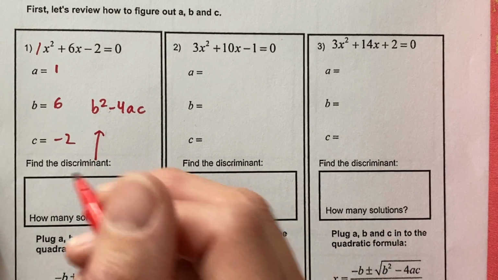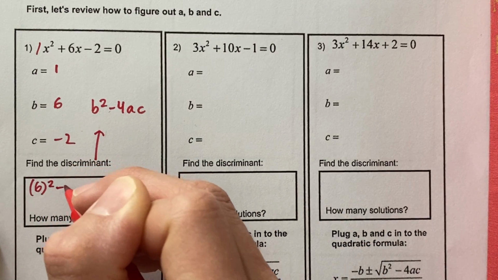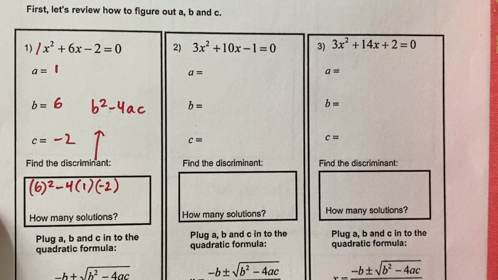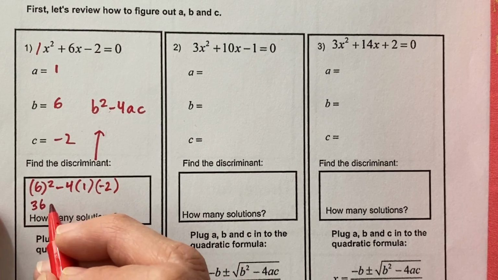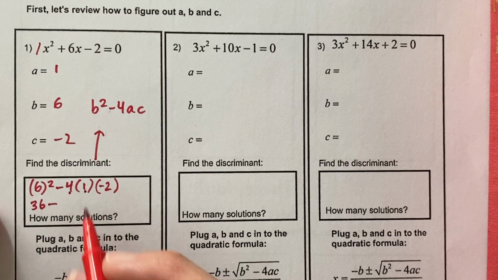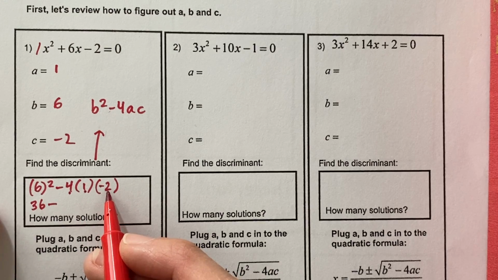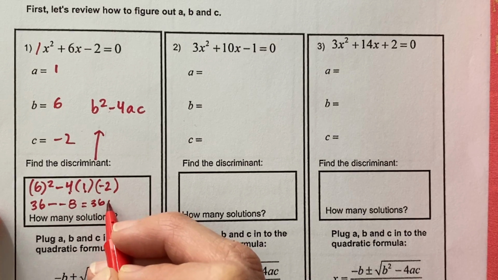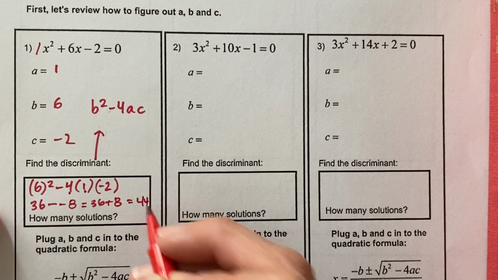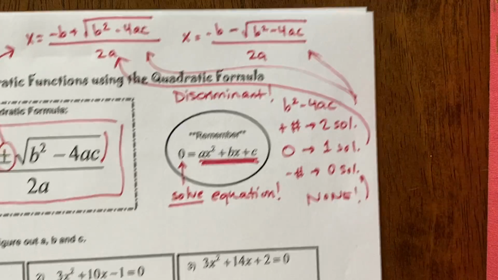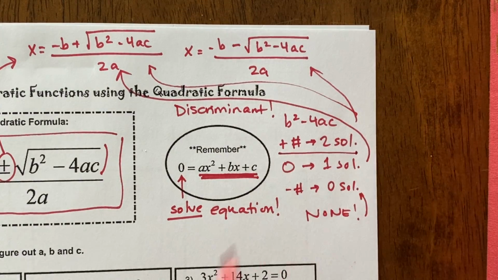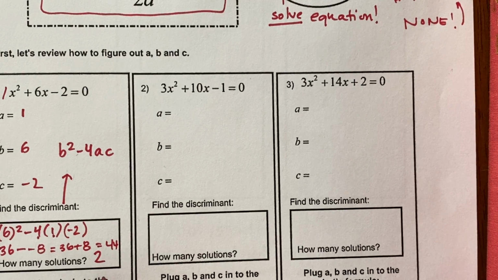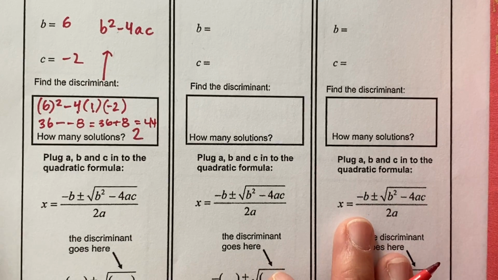So b squared, 6 squared, minus 4 times a, which is 1, times c, which is negative 2. 6 squared is 36. 4 times 1 is 4, times negative 2 is negative 8. So 36 minus negative 8, which is really 36 plus 8, which is 44. That's a positive number. How many solutions do I have? 2. So I know I'm going to have to do the quadratic formula twice on this one.